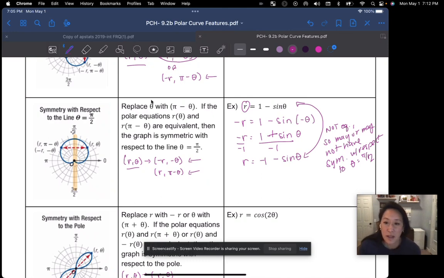Okay, so the problem with these is that when your test doesn't work, it's inconclusive. We don't know if we're symmetrical or not. So there's another test to see if we have symmetry about the line theta is equal to pi over 2. We're going to plug in the point r comma pi minus theta, and this is basically plugging in supplemental angles. So let's try this again. So instead, this time we're going to start over.